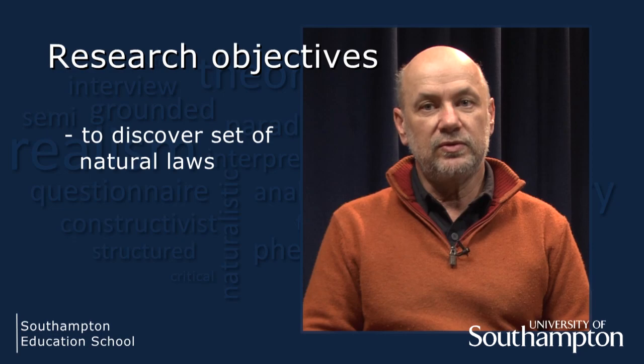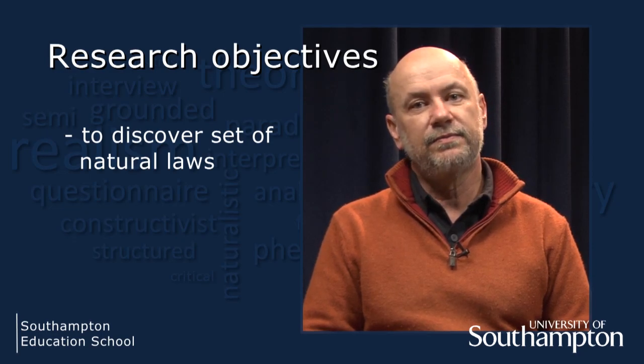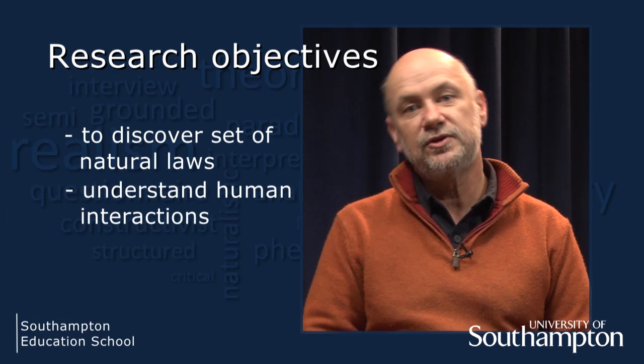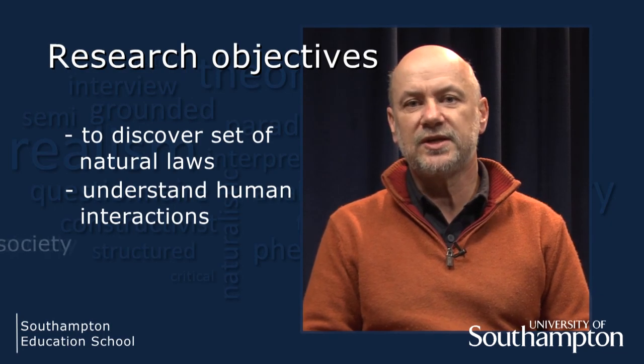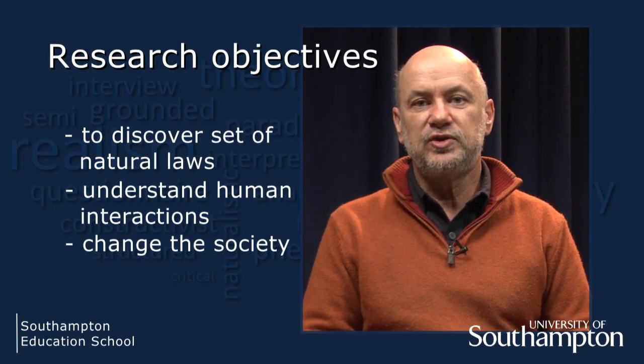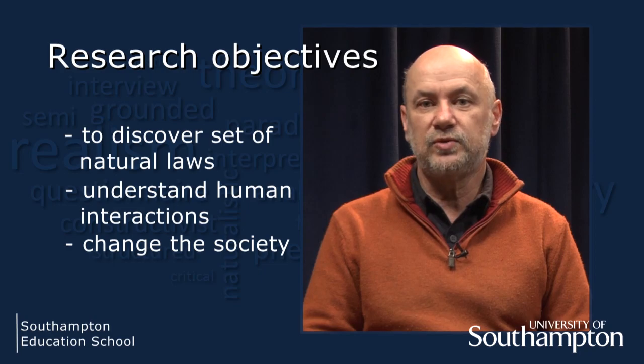For example, researchers often have differing reasons or objectives to carry out their research. Some seek to discover a set of natural laws that govern our thoughts and behaviour. Others just want to understand human interactions. And others say research is political and we should be trying to change the society in which we live.